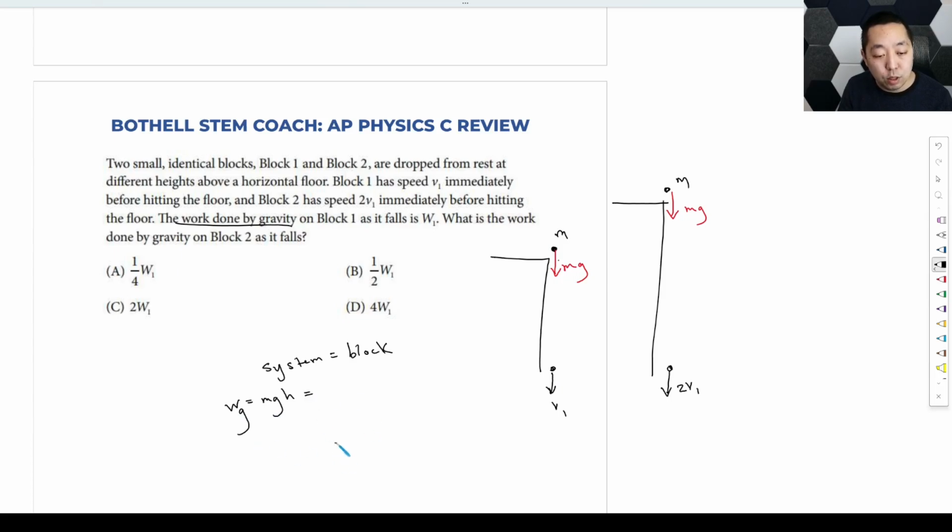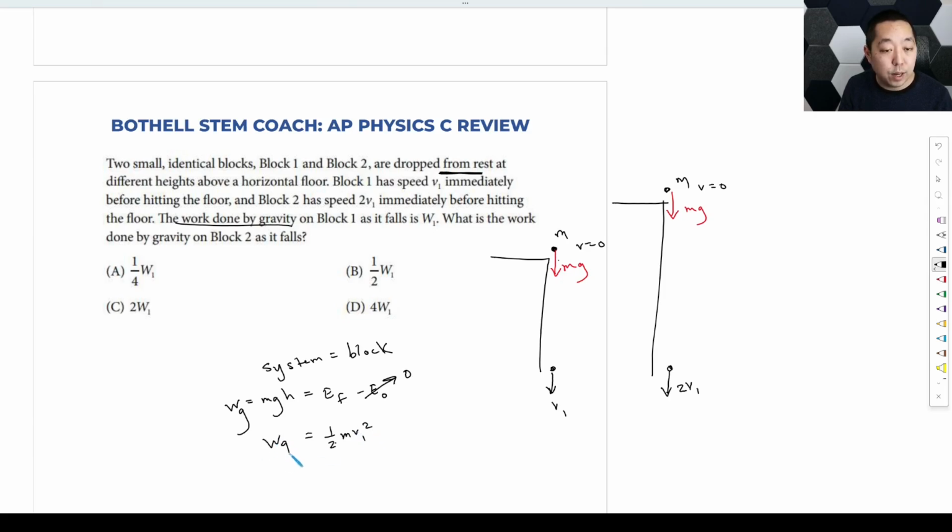And that's going to equal the final energy minus the initial energy. Now, what is the initial energy? We're only considering kinetic energy. Because we are dropped from rest, the velocity is 0 here, right? We don't have any initial kinetic energy. This is 0. So this is just going to be the final energy, which is 1/2 mv1 squared.